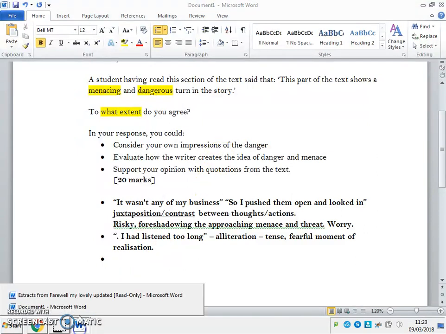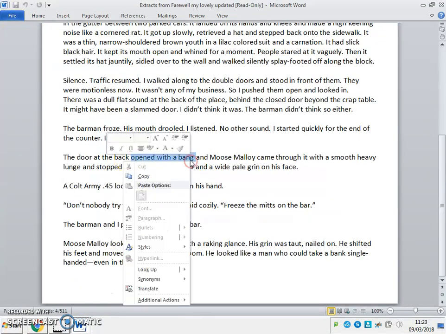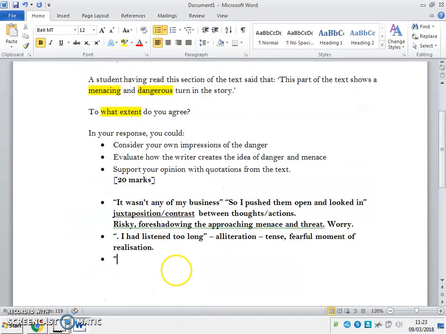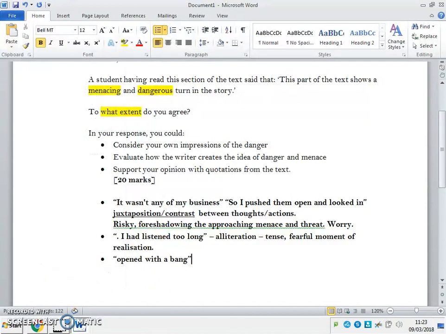And then, of course, you might want to talk about opened with a bang. So straight away this character is violent. Yeah? And you've got onomatopoeia. Okay, sudden violence, and so on.